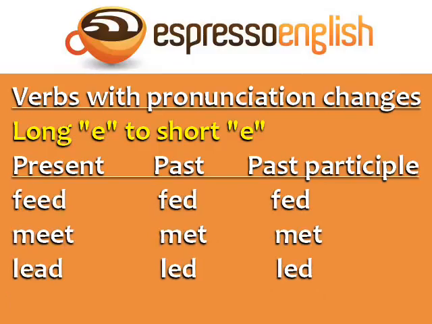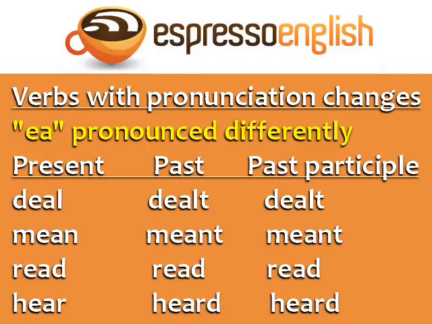Feed, fed, fed. Meet, met, met. Lead, led, led. Another group has EA pronounced differently from the present to the past and past participle. Deal, dealt, dealt. Mean, meant, meant. Read, read, read. Hear, heard, heard.